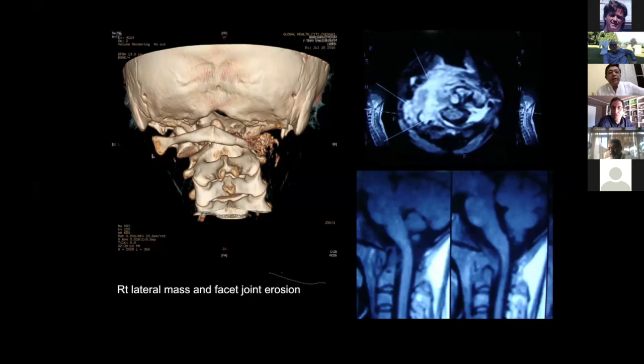In this case, I was thinking of putting fixation of C1 and C2 on one side, but without including the occiput. I don't think it is possible because the facet, the lateral mass, is completely destroyed on the right side.